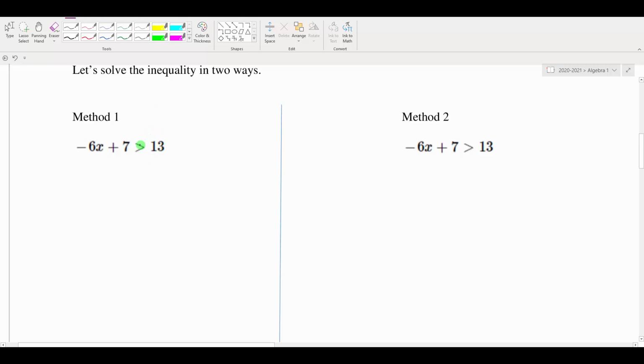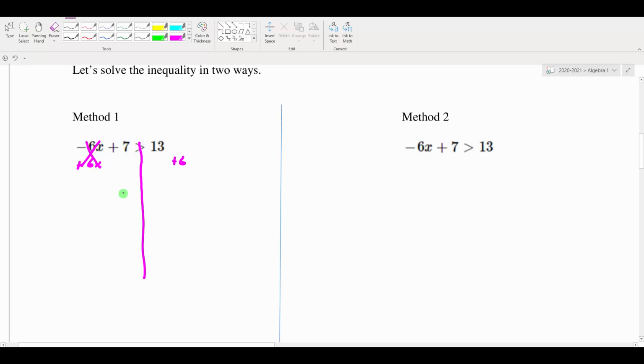So just like with an equation, I'm going to draw a line here to separate my two sides, and then I start moving things around using opposite operations to get the x by itself. So in this first method, I'm going to start with the 6x. I'm going to add 6x to both sides of the inequality over here. Then I work left to right. So the negative 6x plus 6x, those are going to cancel out and become 0.